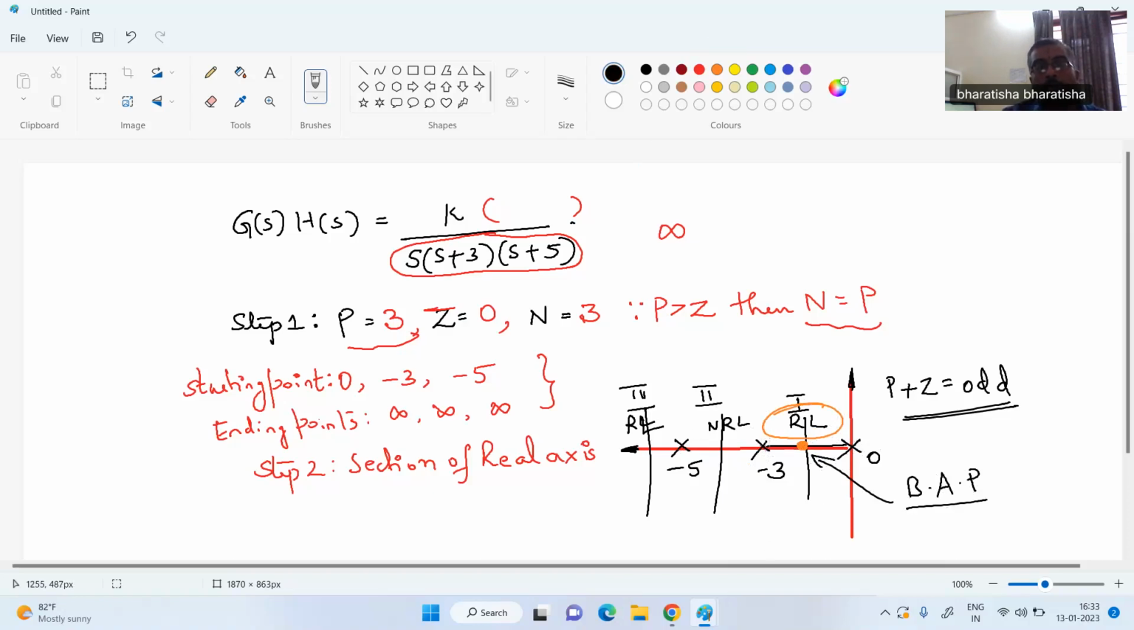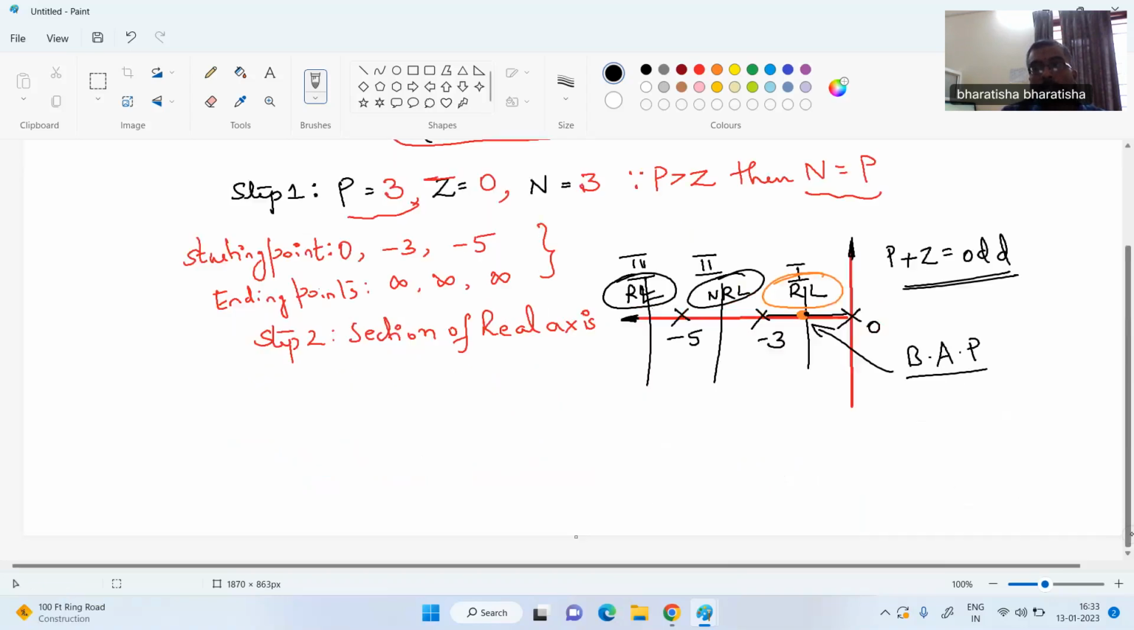Then between -3 and -5, those are two adjacent poles, but you don't have any breakaway points since it is a non-root locus region. Then after -5, it is a root locus region, but you don't have any adjacent poles, hence you cannot predict any breakaway points. So according to the general predictions, we have got one breakaway point, but there is a procedure to find out where exactly this breakaway point will lie. So that we will see. Okay. Next step.